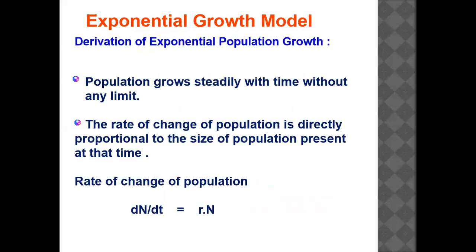The derivation of the population growth model. Since we know that the population growth model for the exponential model follows first order rate kinetics, the rate of change of population is written by the equation dN by dt is equal to r into N, where dN by dt is the rate of change of population per unit area per unit time, N is the population size and r is the population growth rate.